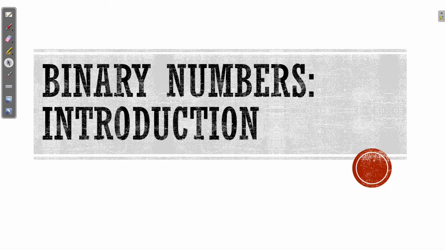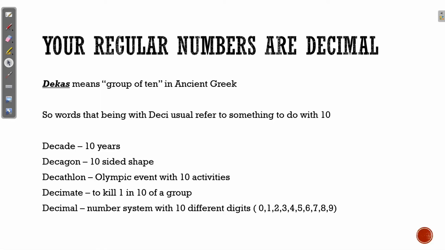Hello, welcome to this introduction to binary numbers. First of all, our regular number system is called decimal. Decimal comes from the word decas, which means group of 10 in ancient Greek. So any word that begins with deci usually has something to do with 10.